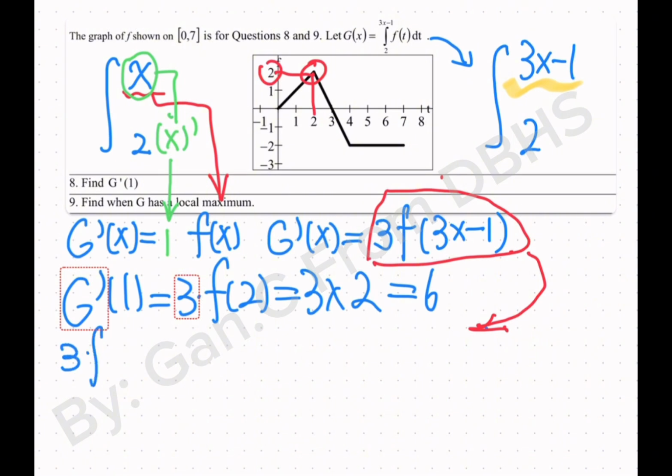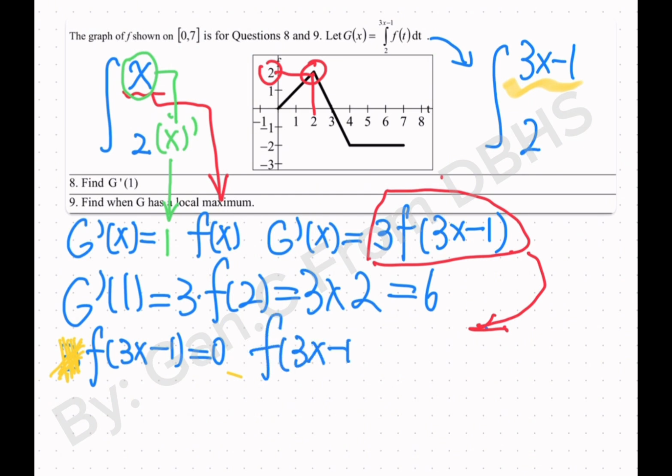When 3 f of 3x minus 1 equals 0, can 3 be 0 if 3 times f equals 0? Of course not, it's a constant, so let's remove it. This is gone. So what is left? f of 3x minus 1 equals 0, right?